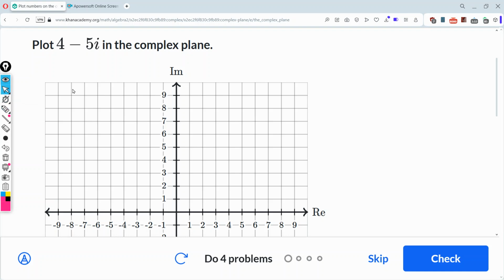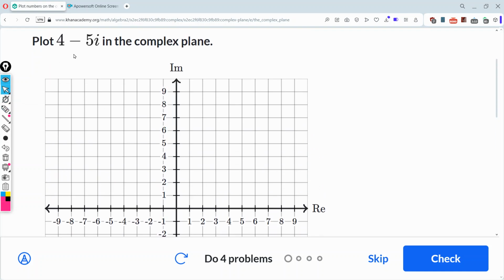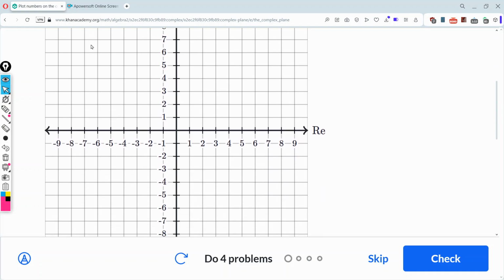We went to 4 on the real, and we're going -5 on the imaginary. Let me do that again. On the real axis, 1, 2, 3, 4. Then on the imaginary axis, 1, 2, 3, 4, 5. Right there. It's the same thing as the Cartesian coordinate plane with the x's and the y's, but the x coordinate is the real number and the y coordinate is the imaginary part.